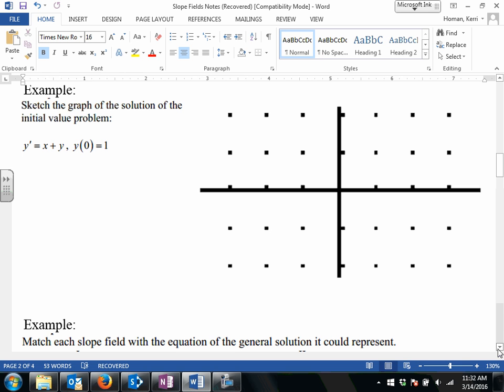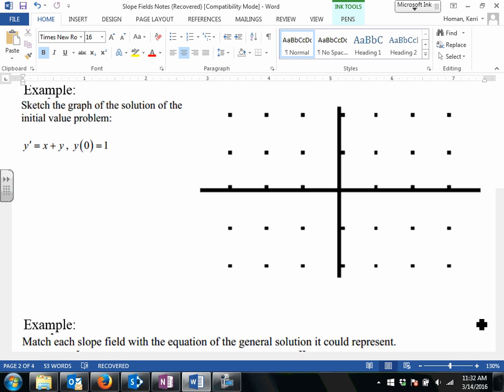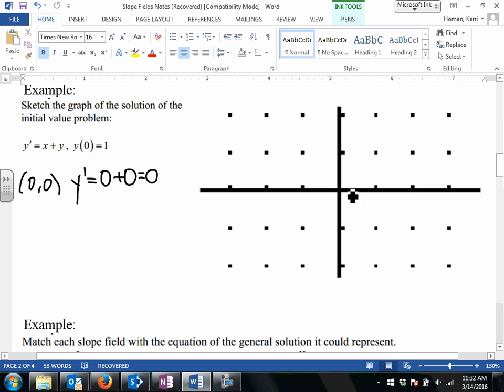So let's do this. At 0, 0, x plus y would be what, John? You said 0, right? If our coordinate is 0, 0. How about 1, 0? Nathan, what would our slope be? 1. 1, 1. Carter, what would our slope be? 2. Okay, do you see where we're going with this?